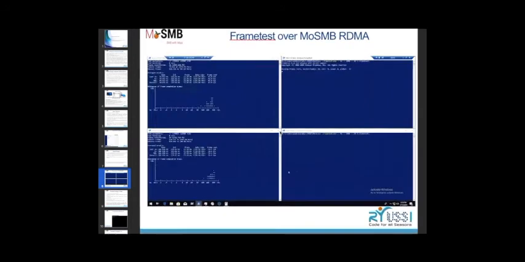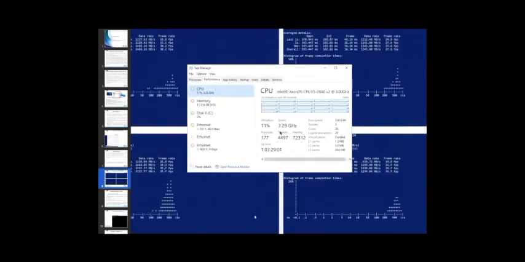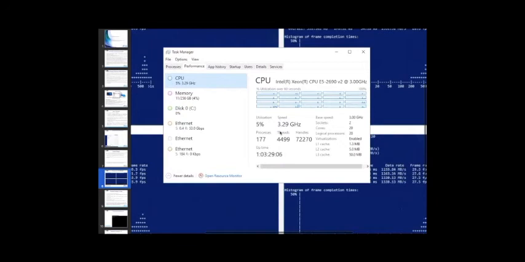Here we ran 4 frame test instances so as to simulate 4 parallel streams of video playback. Here we see that the throughput is around 45 to 50 gigabits per second, and the CPU utilization is fairly low again, just around 5 to 6%. We will also see the frame rate that we achieve for these 4 instances of frame test.